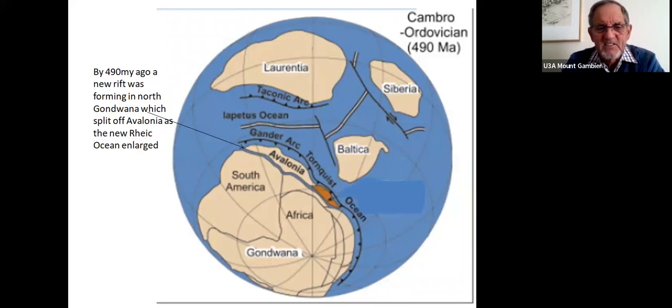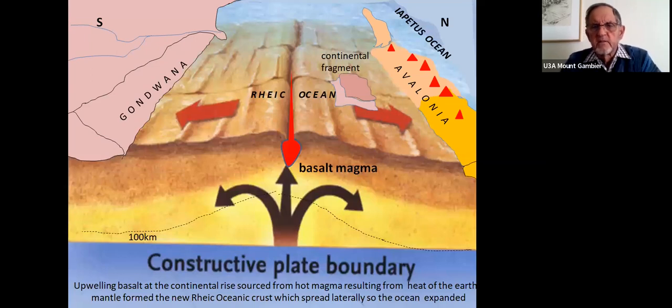We see there the start of a Rheic Ocean, not even named in that case, except in my description over on the left. So by 500 million years ago, a new rift was forming in North Gondwana, which split off Avalonia as the new Rheic Ocean enlarged. To give you an idea, I've tried sketching that along with a model that shows you an expanding ocean floor, or ocean crust is a better phrase.